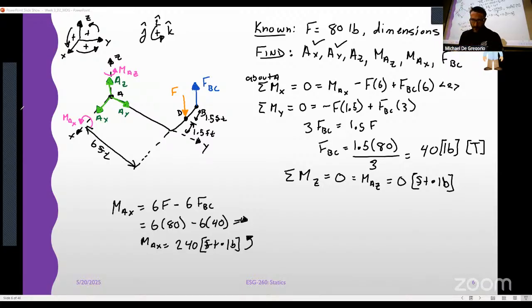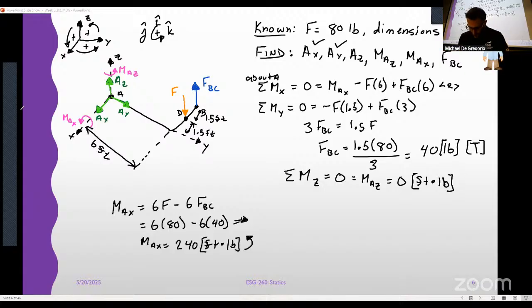AZ was 40 pounds. That's what I got. Did we not solve AZ? No? All right. Let's go back and solve AZ. I got ahead of myself.